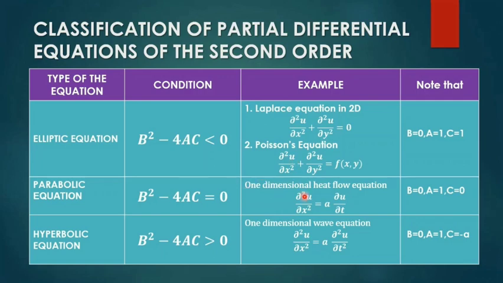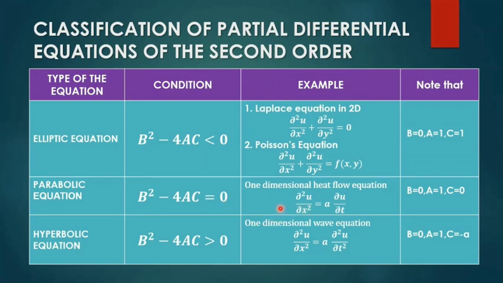Parabolic equation: this one-dimensional heat flow equation is a parabolic equation. Its standard form is dou square u by dou x square is equal to a into dou u by dou t. Here you have only one term involving the second order derivative, that is dou square u by dou x square, whose coefficient is 1. So a value is alone 1, and b and c are 0. So when you substitute here, you will have 0. Hence this is a parabolic equation.